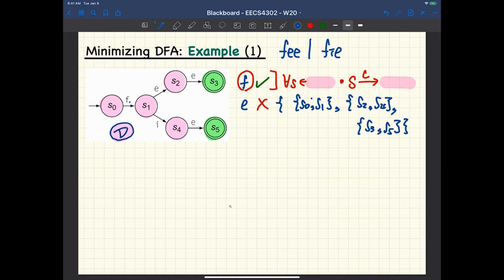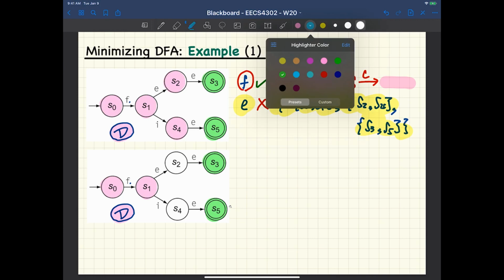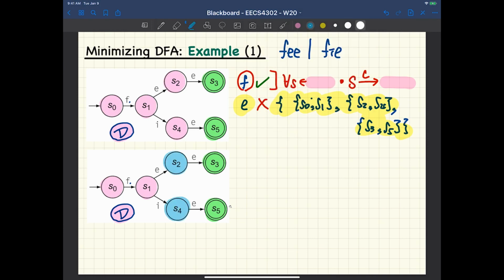Okay, given this, we are happy with this particular one because we found that for E. So what I would do now is show you really what's going to happen here. Now, I'm going to change the color for S2 and S4. So now we have three partitions: blue, green, and pink.